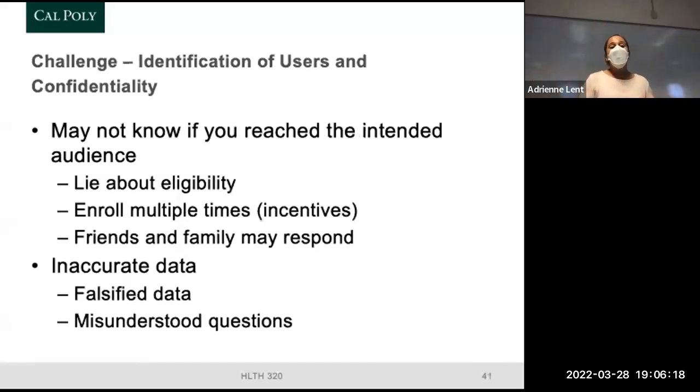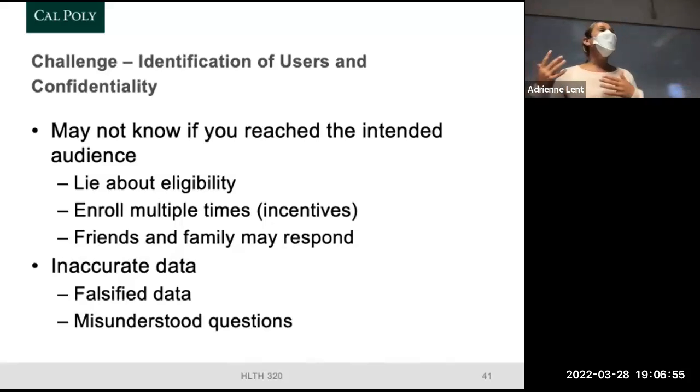Some other challenges include the identification of users and confidentiality. You may not know if you reached the right person when you're trying to recruit people online for a study or for a program, right? You don't really know who you've gotten, technically. You're not meeting this person, right? Someone is just enrolling online. People might lie about their eligibility for the program. They might enroll multiple times, especially if you're providing incentives, right? Which a lot of research studies do.